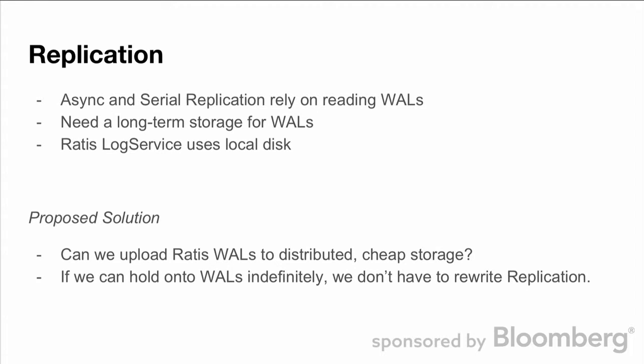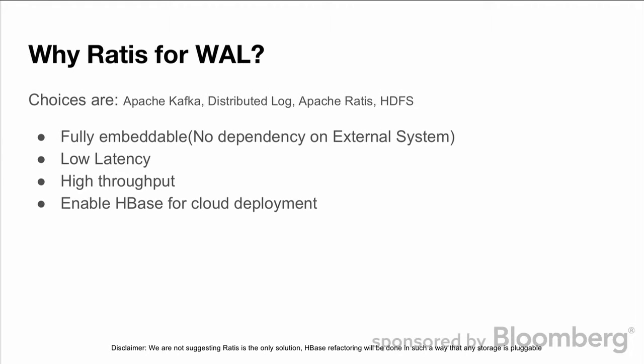So that's the design decision we have taken in Ratis, but a different design decision can be taken for the different systems available. So why are we targeting Ratis for the first implementation of the WAL file system, because there are other systems available which you can plug in anytime: Kafka, distributed log, Ratis, HDFS, Amazon Kinesis, or the premium storage service of Azure also.